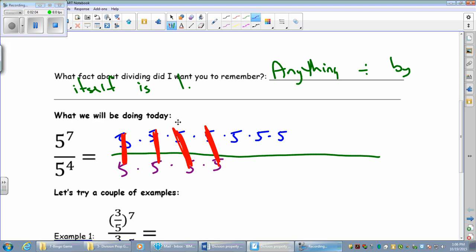1 times 1 times 1 times 1 is 1 times 3 5s. Now obviously there's a bunch of 1s, but I don't really need to put that. It's not going to change anything. What I need to put are all the 5s that are left. So how many 5s are left here? Obviously it's just 3, so we write it as 5 to the 3rd.